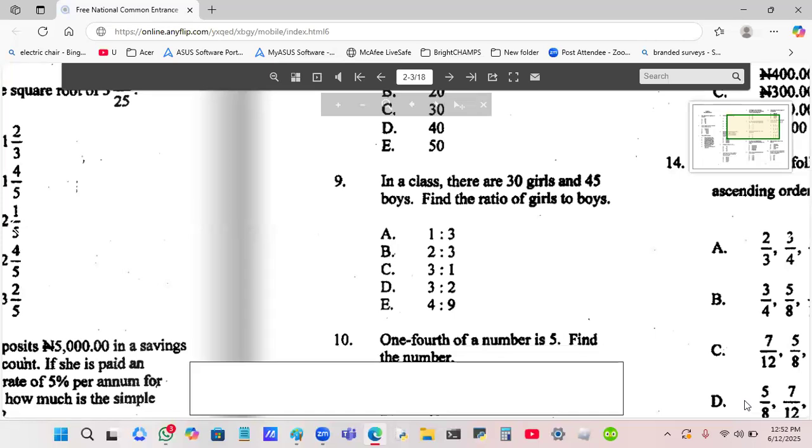We can stop at number 10 for today's class. Go to the next one. Okay.